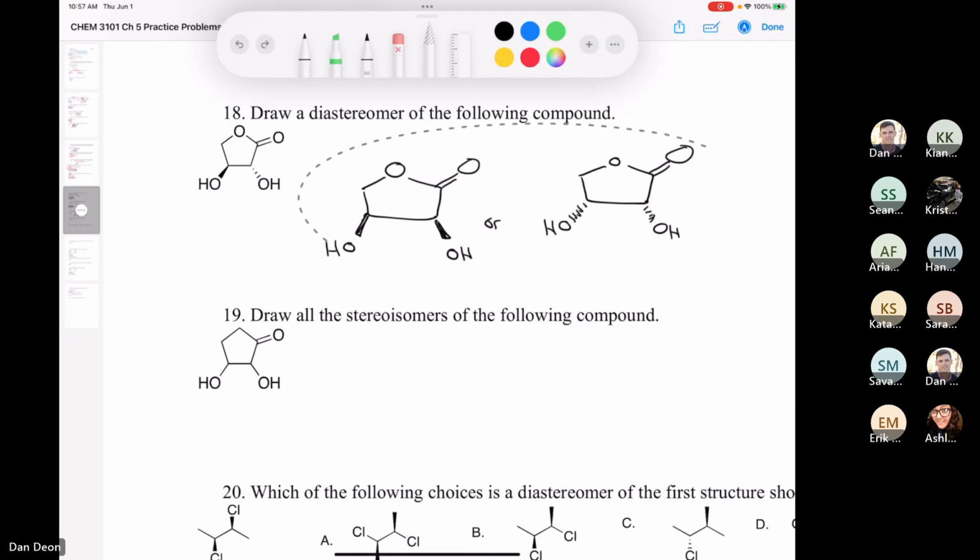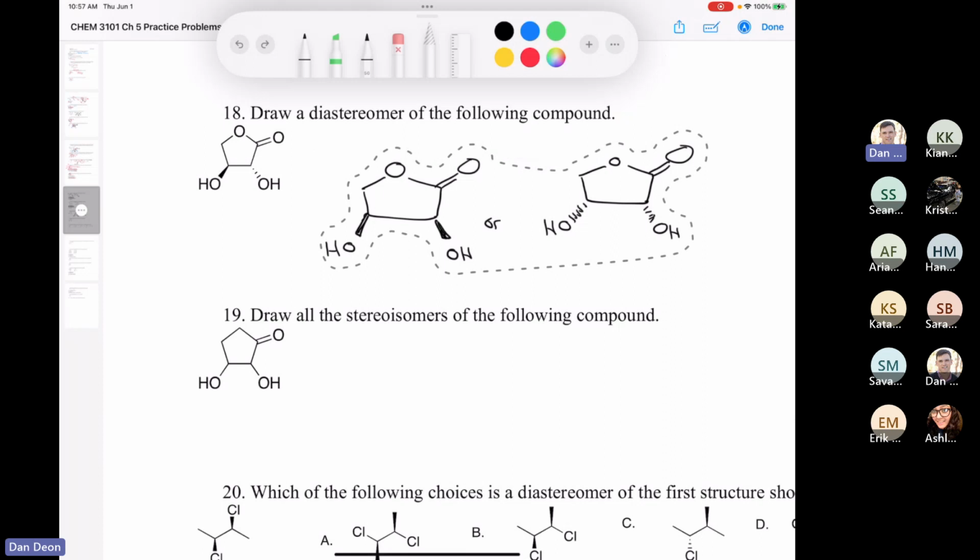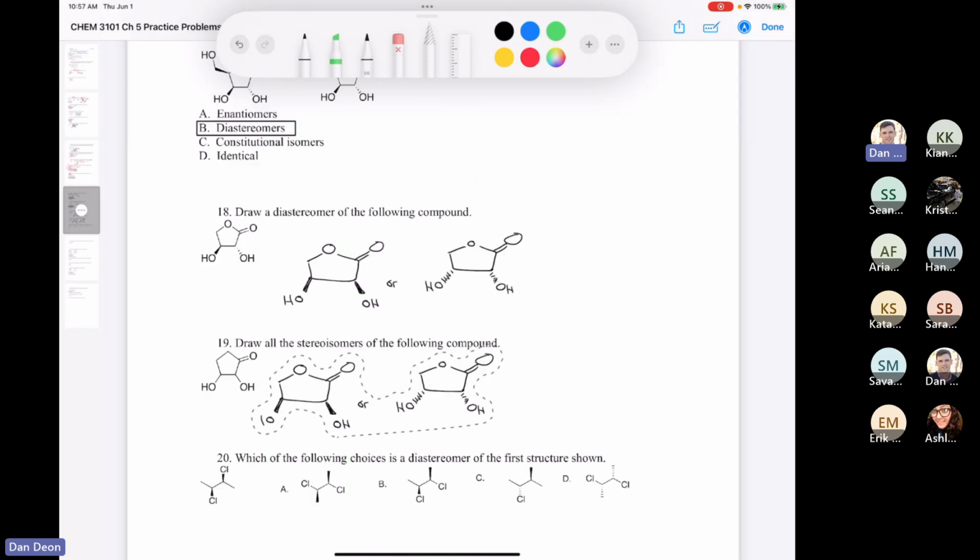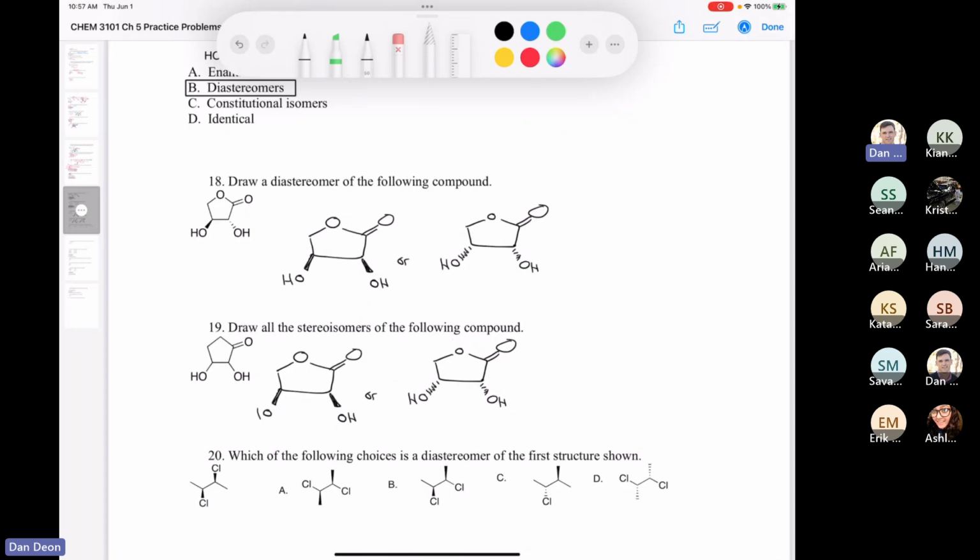So let me take these two, copy, paste these two over here. And then, of course, you would also have, so we'll say this, this, and then we've got two more, don't we? So we've got this guy, which is drawn up there. This is up, this is down, and then we have an enantiomer where this is down and this is up. So those are all the possible stereoisomers of this compound.